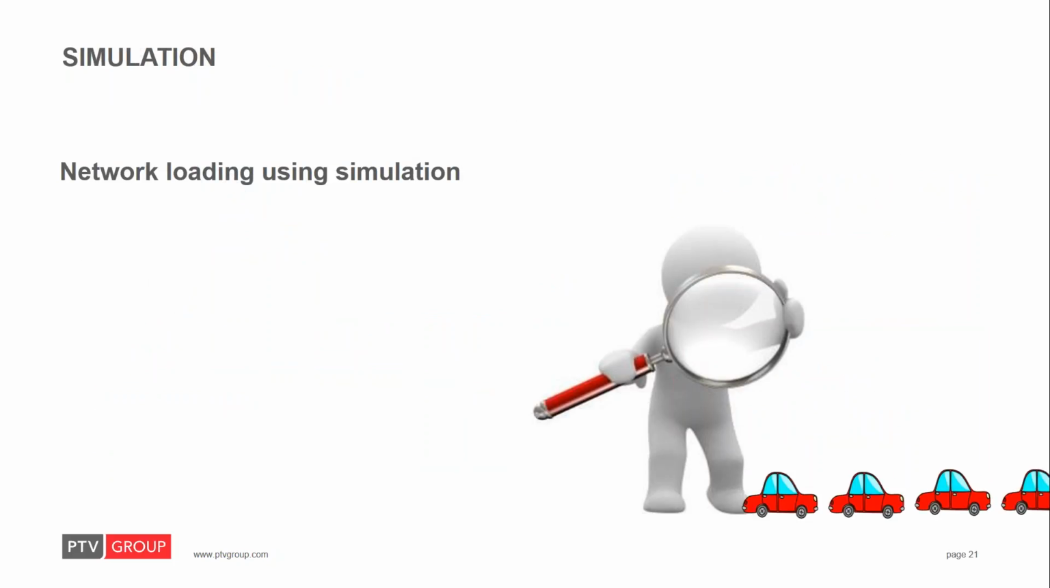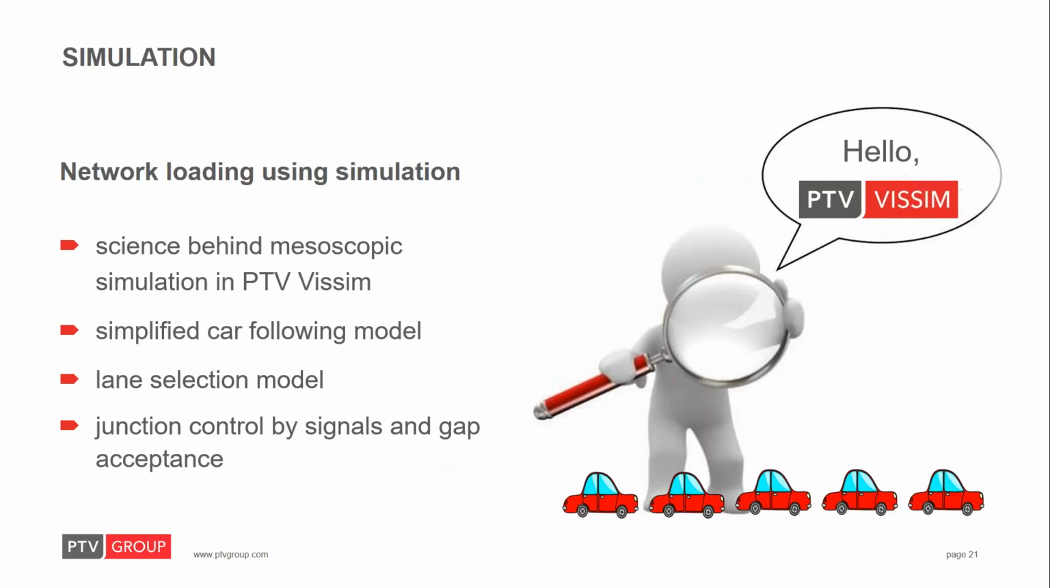So now we look at the simulation. The simulation is used for network loading. The basis of this process is the mesoscopic simulation, which is also implemented in PTV Visum. The simulation uses a simplified car following model, in which braking and accelerating is neglected. There is a simple model for lane selection that basically ensures that vehicles can stay on their route. And as a consequence, junction modeling, including control and geometry, is required for the simulation.